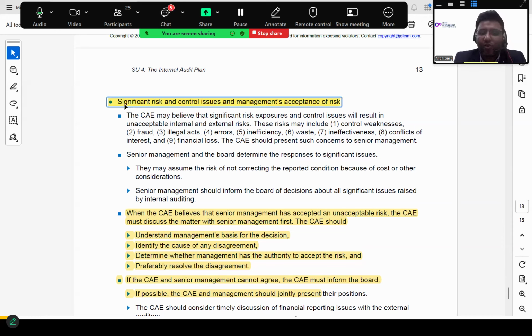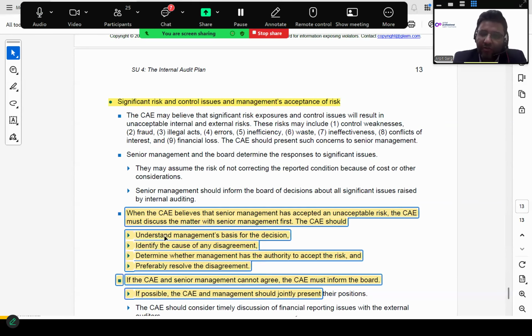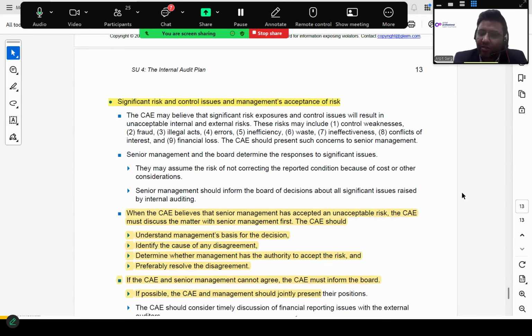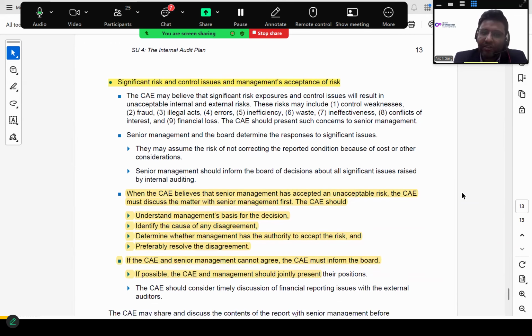Can you all read the highlighted part? Significant risk and control issues and management acceptance of risk is the topic that we are talking about. Can you all say that? What are we reading here? Significant risk and control issues and management acceptance of risk. People, first we'll read the highlighted section and then we'll read the non-underlined section, but let's talk about it.